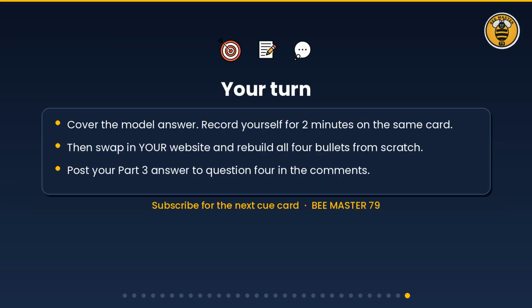That's the full walkthrough. 3 things to do now. Cover the model answer and record yourself for 2 minutes on the same card. Then swap in your own website and rebuild all 4 bullets from scratch. And post your answer to part 3 question 4 in the comments.